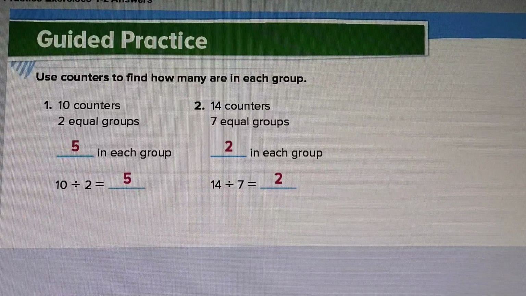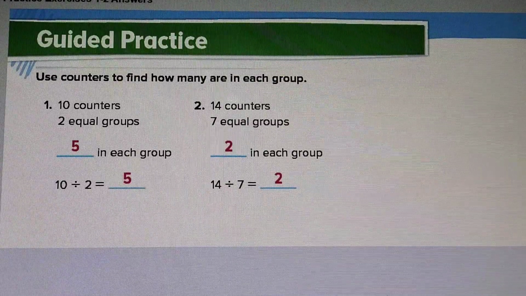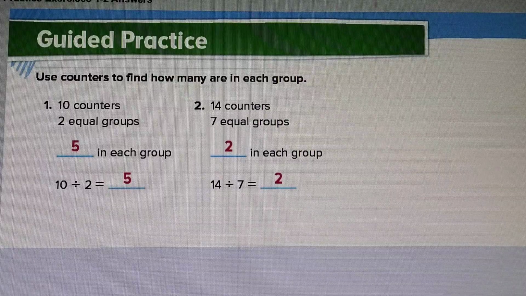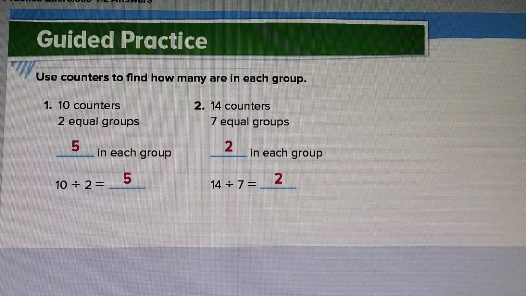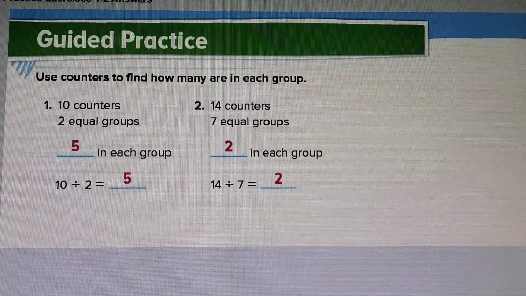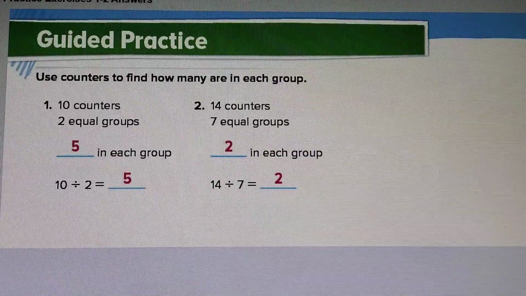So you'll have 5 in each group for number 1. 10 divided by 2 equals 5. You'll have 2 in each group for example 2. 14 divided by 7 equals 2.